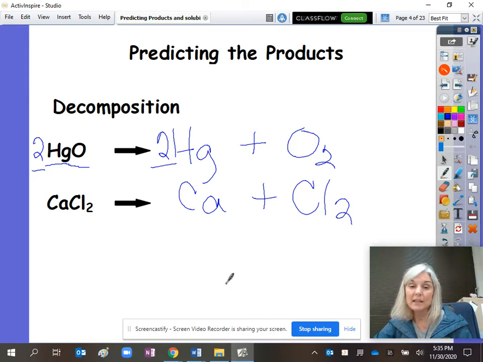And then to balance this equation, well, everything's balanced. So you can see 1 Ca, 1 Ca, 2 Cls, 2 Cls. So we didn't need any coefficients. So that's all you have to do for a decomposition.